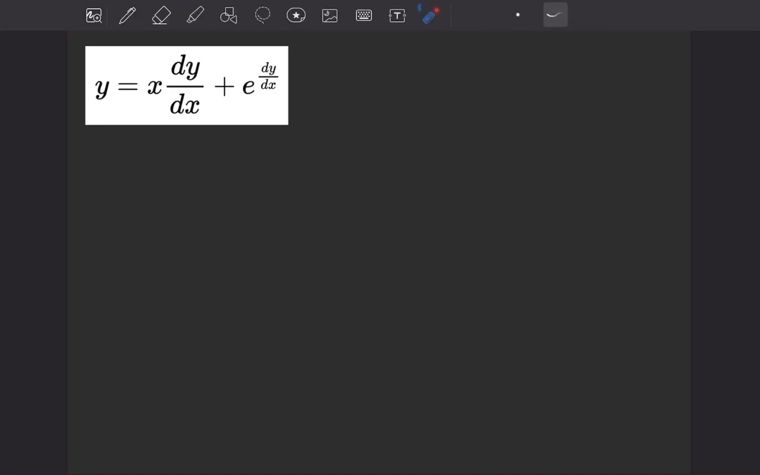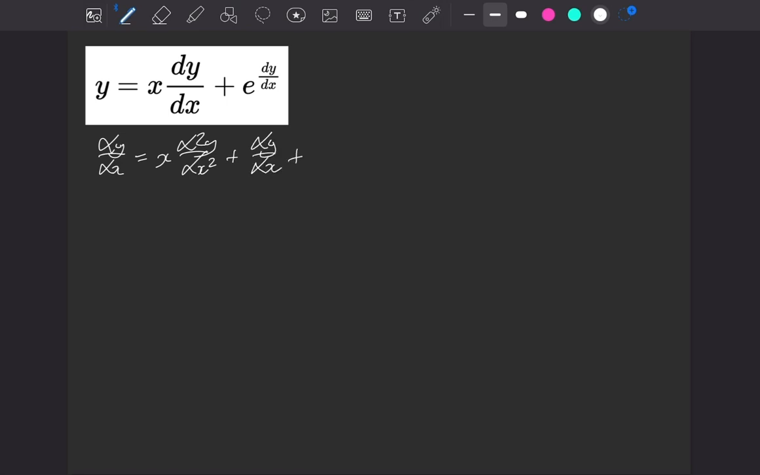Right, so we've got y = x dy/dx + e^(dy/dx). To solve this, we'll differentiate both sides. Left-hand side, we'll get dy/dx, nice and simple. Right-hand side, for the first term, we'll use the product rule. Holding the x still, we'll get x multiplied by d²y/dx². And holding the dy/dx still, the x will disappear, so we get dy/dx.